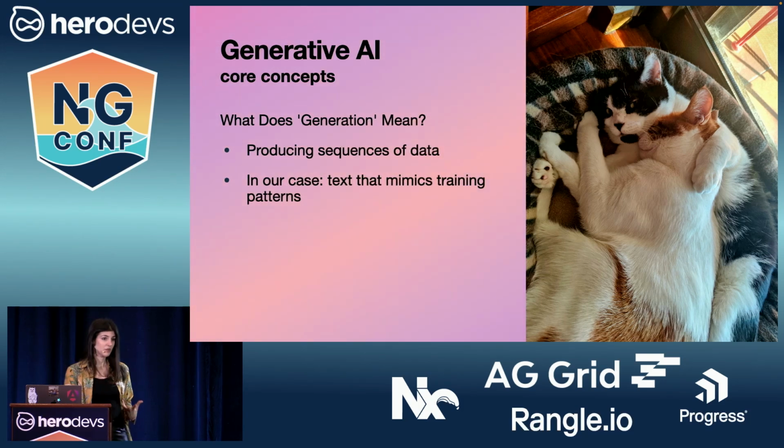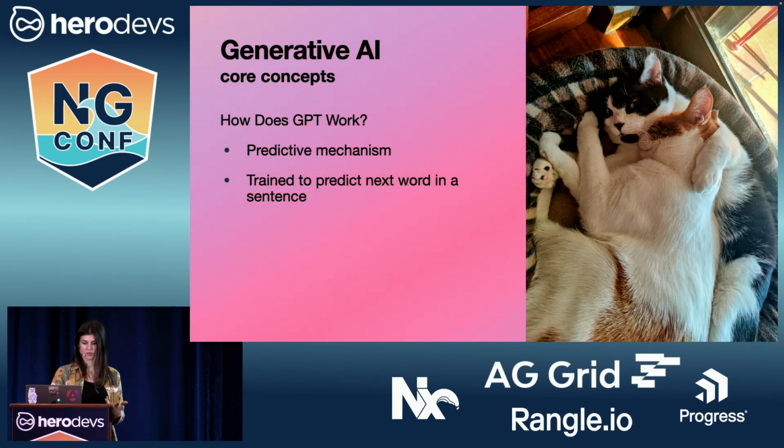What does generation mean in its sense? In AI, especially in natural language processing models, generation refers to the process of producing sequences of data, in our case text. It's about creating content that wasn't explicitly in the training data, but follows the same patterns and structures. And as I said, because it's numbers, the computer can sort of predict the next number, but not like that. Where is the term derived from? It's text that mimics training patterns. It's just generation.